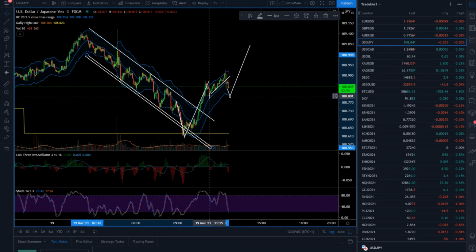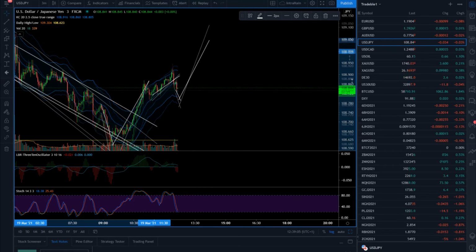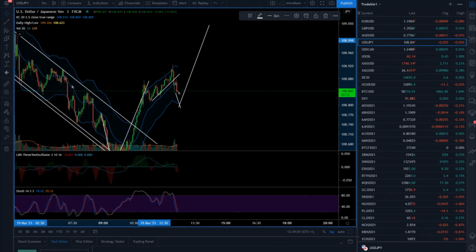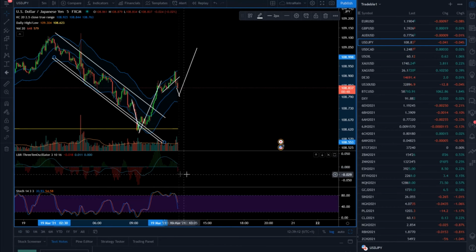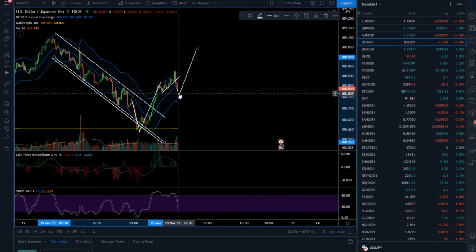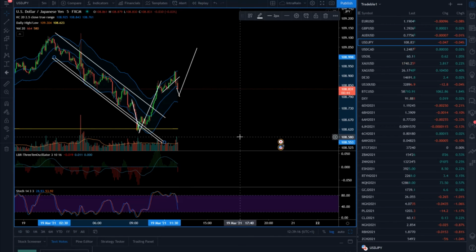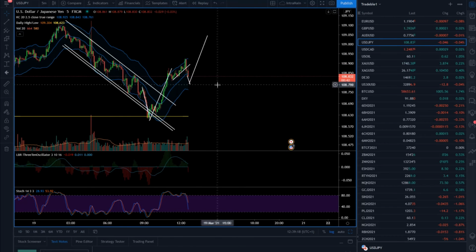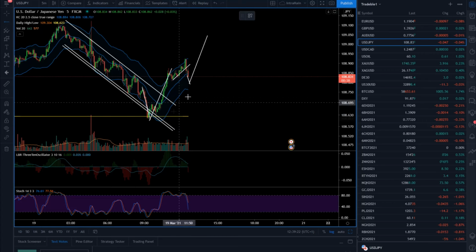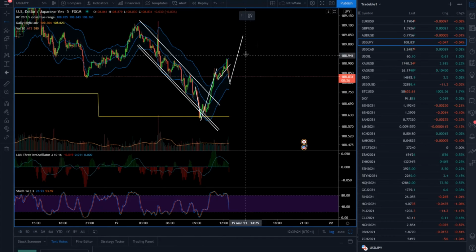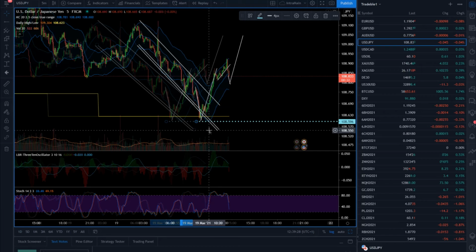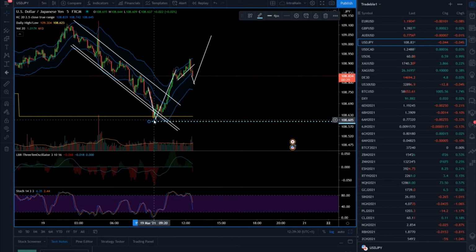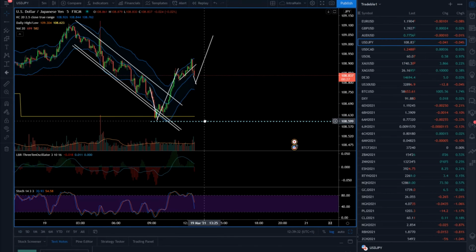We got a first pullback here on the 3-minute time frame, and I can also show you that on the 5-minute time frame. Now it also did pull back into that 5-minute Keltner middle line. So I will suggest here to watch for long opportunities on this pullback and try to put to work on the long side with an eventual stop at 108.60, which is the low from the previous few hours right there.